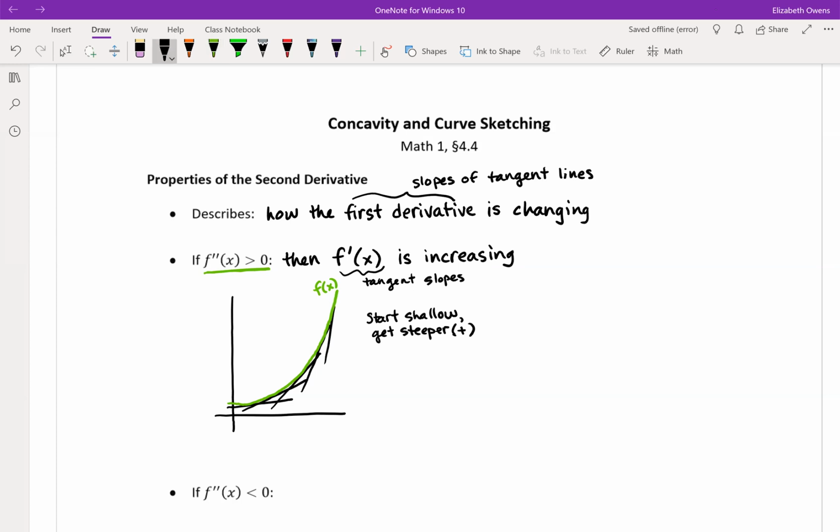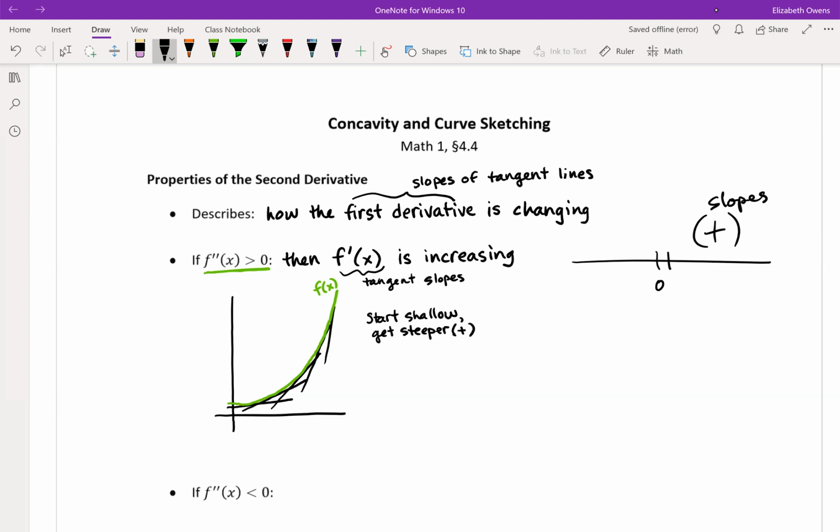Now, there is another case we can look at for increasing tangent line slopes. And that's what happens if we have a negative slope to begin with. So increasing tangent slopes, this is just a regular number line. There's 0. We just looked at what happens with positive slopes.